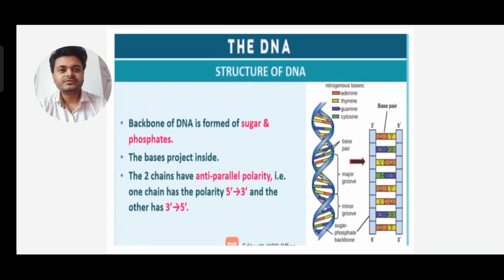Next, the backbone of DNA is formed of sugar and phosphate, and the bases project inside. The two chains have anti-parallel polarity, that is, one chain has polarity 5 prime to 3 prime and the other has polarity 3 prime to 5 prime, so they are anti-parallel. You can see on the right hand side one strand is 3 prime to 5 prime, another is 5 prime to 3 prime. The major groove, the minor groove, the sugar phosphate backbone, everything is given. You can see the nitrogen bases.